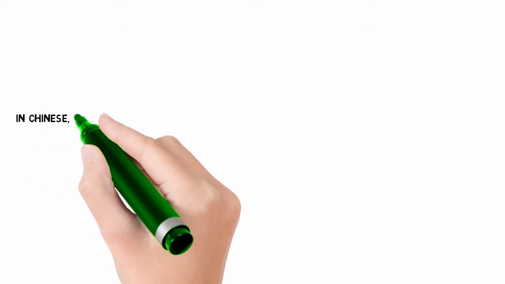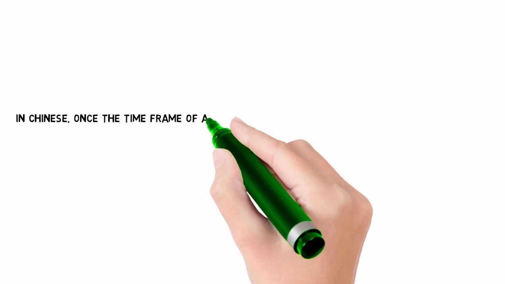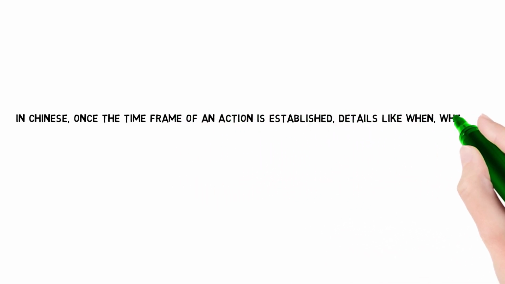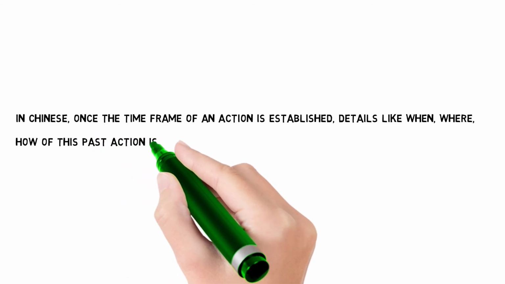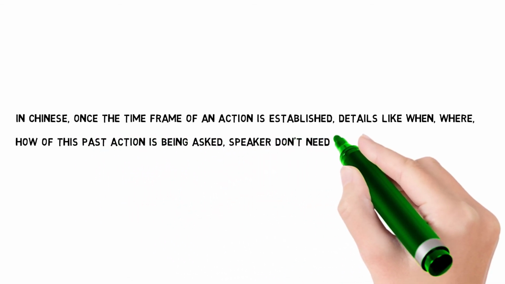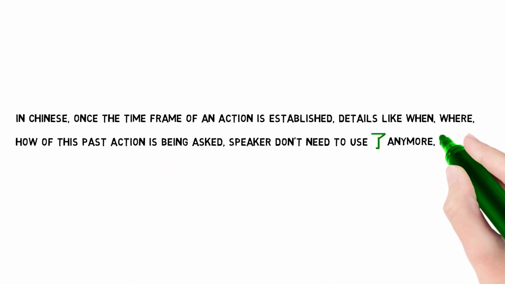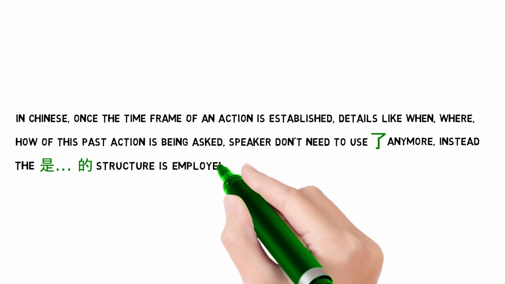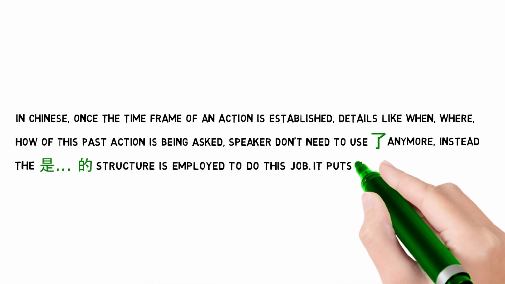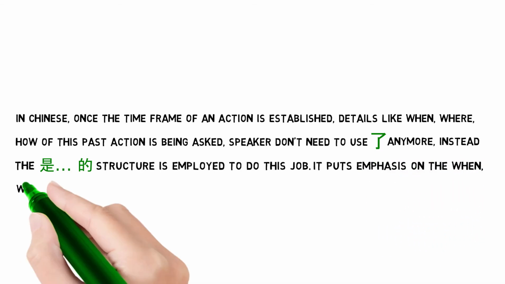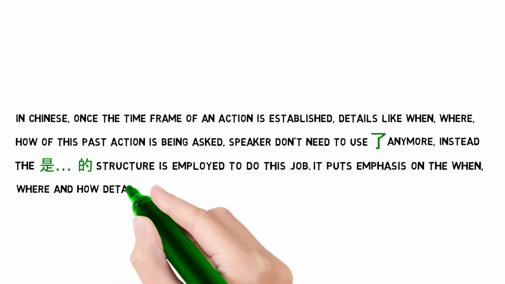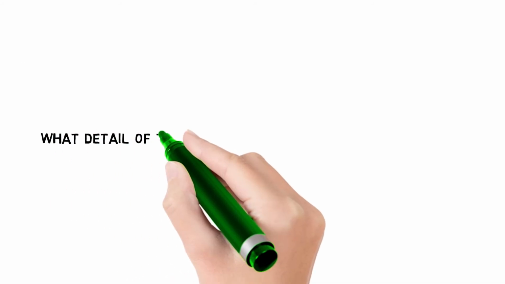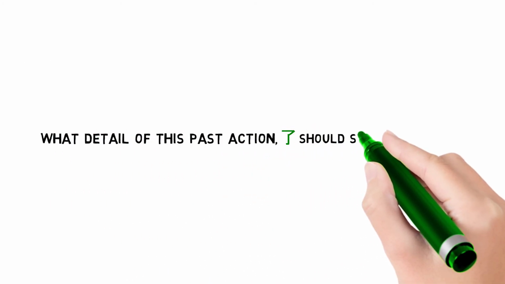In Chinese, once the time frame of an action is established, and details like when, where, how of this past action are being asked, speakers don't need to use 了 anymore. Instead, the 是的 structure is employed to do this job. It puts emphasis on the when, where, and how details. Be careful though, if the question is about the what detail of this past action, 了 should still be used.